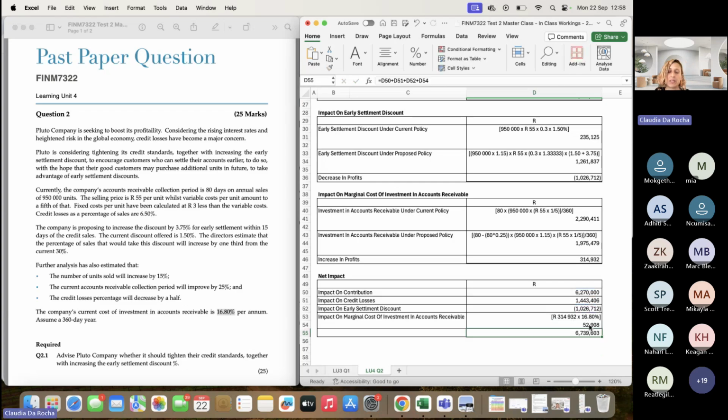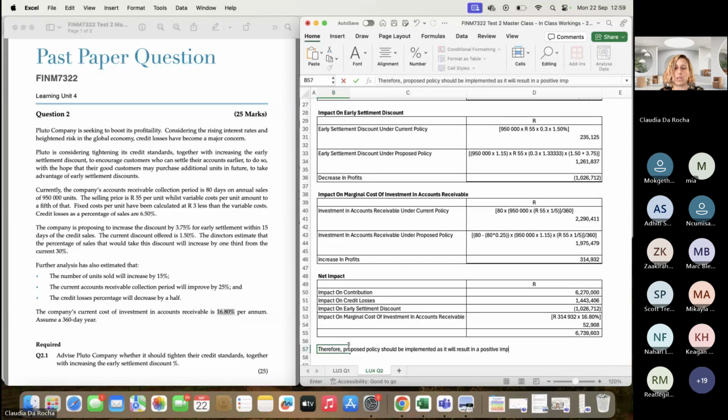Okay, which is a positive number. So what is the answer? Therefore, the proposed policy should be implemented as it will result in a positive impact on profit of 6,739,603.